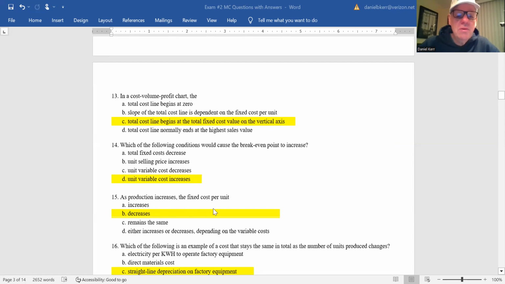15, as production increases, the fixed cost per unit comes down. To get fixed cost per unit, you take fixed cost divided by the number of units. So if you increase the number of units, then fixed cost per unit comes down.